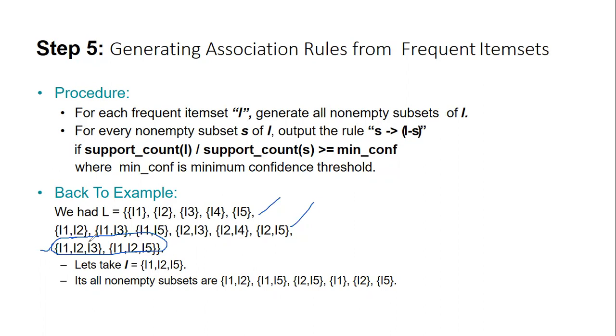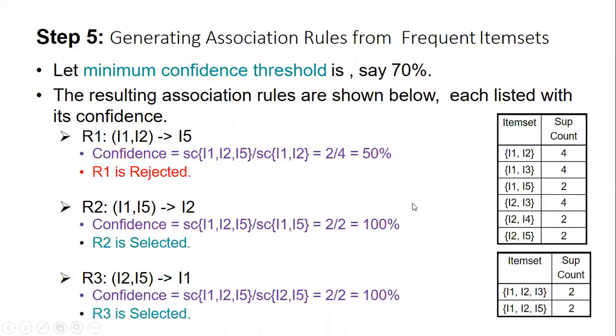Okay, so first we have to take this. We consider this item set to generate the association rule. Let's see how. So now the second step, generating the association rule from frequent item sets. Please remember the minimum confidence given is 70%. The resulting association rules are shown. Because we have taken the 3 item sets, I1, I2, I5 and I1, I2, I3, 2 are there.